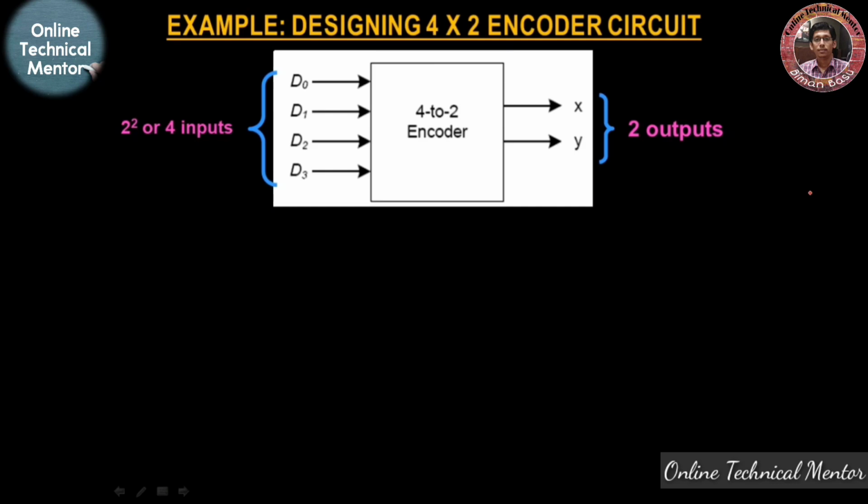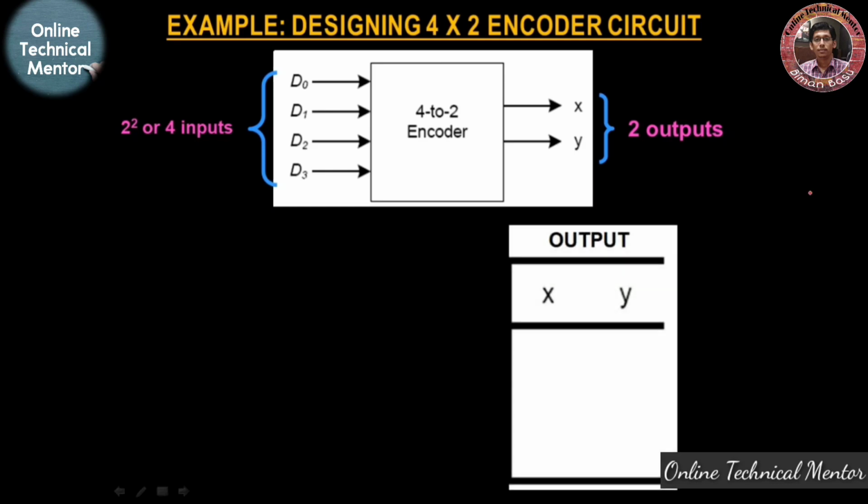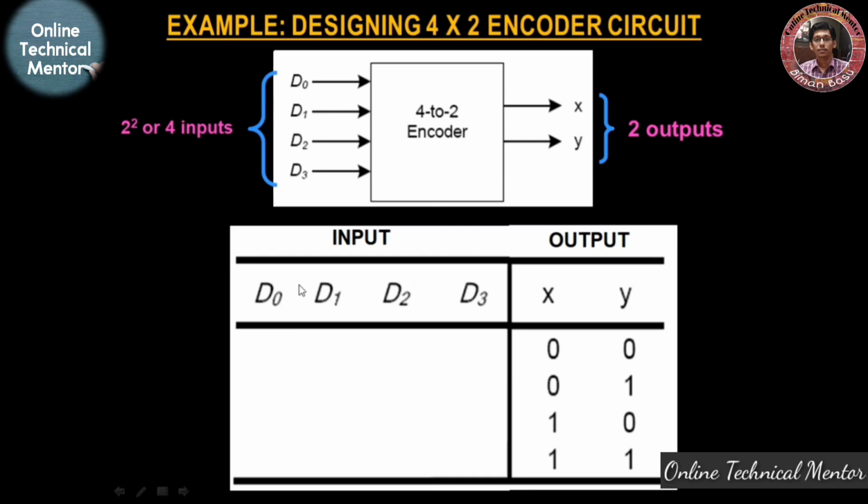Now let's write the truth table. This encoder circuit has 2 outputs, x and y. And what are the possible combinations of x and y, since it deals with 0 and 1 only? So xy may be 00, 01, 10 and 11. Now the inputs are D0, D1, D2 and D3. There are 4 inputs. You can also write D3 over here, then D2, then D1, D0. Orientation is not a problem.